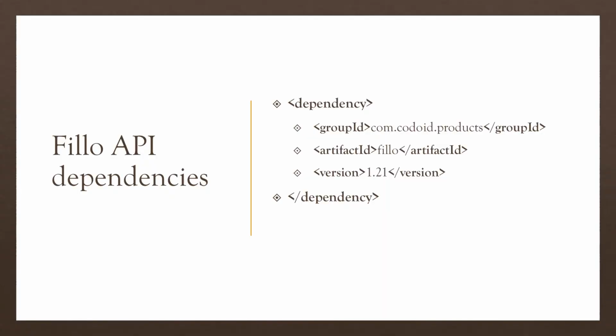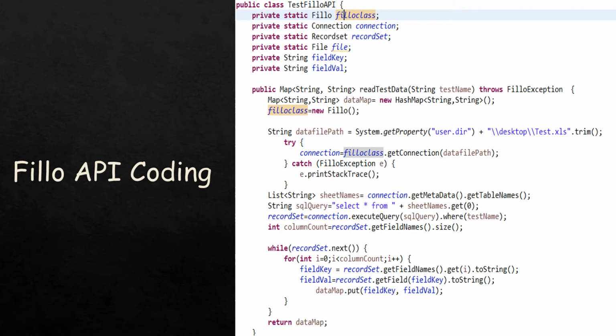This is a Fillo API dependency file used for the Maven repository, from the Maven repository. You see our group ID is com.codeid.products, the artifact ID is Fillo, and the version I'm using here is 1.21. Let's go into the coding part, how to do coding using the Fillo class. Let's look into our coding part using the Fillo classes. How to define a Fillo class here.